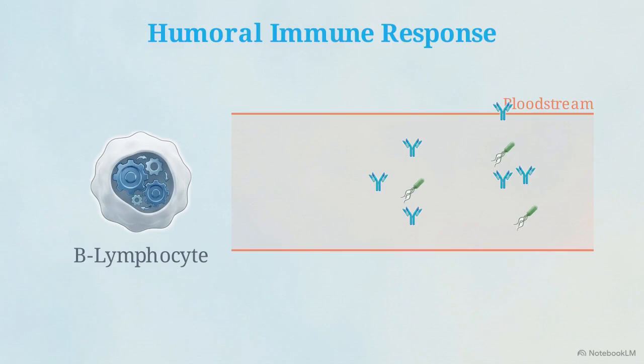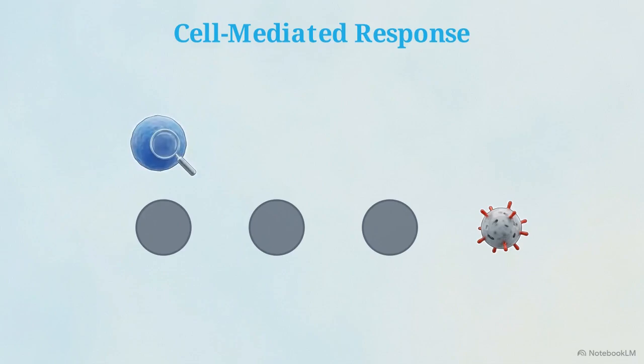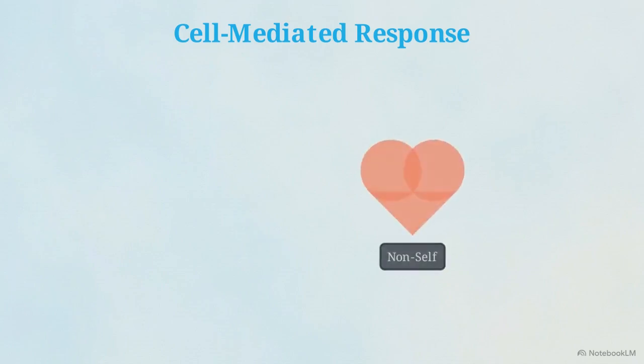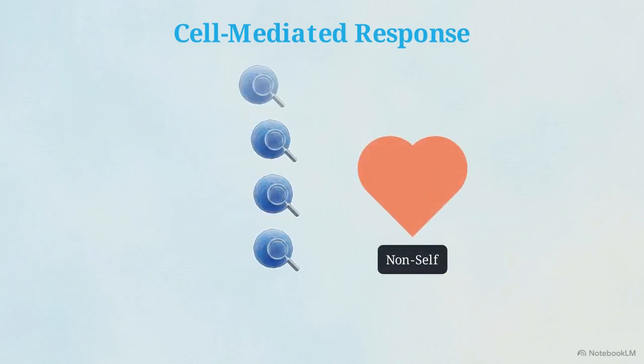T lymphocytes operate differently. They do not secrete antibodies themselves. Instead, they act as a surveillance team that scans for cells that shouldn't be there, including human cells hijacked by viruses or foreign cells from another individual entirely. By identifying these foreign signatures, the cell-mediated response allows the body to differentiate its own tissue from non-self intruders, which is why it will identify and reject a transplanted organ as a foreign object.